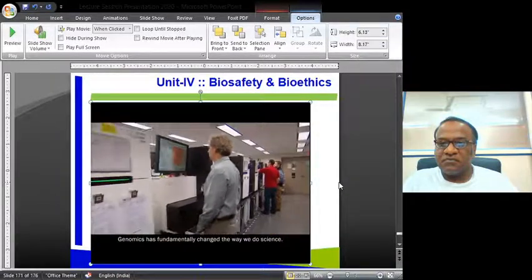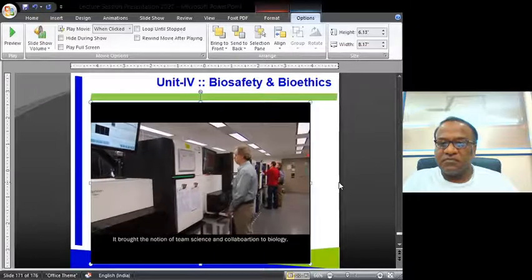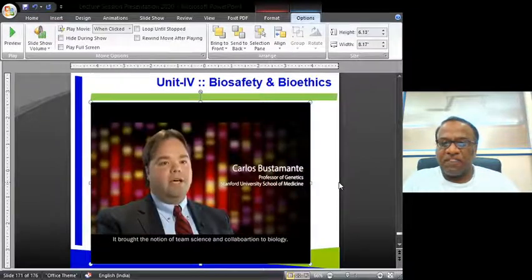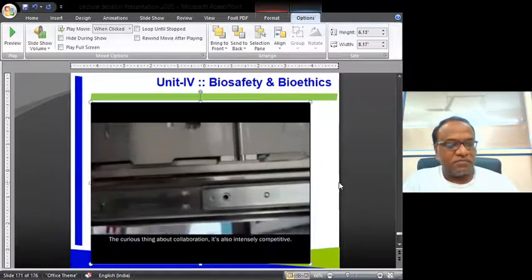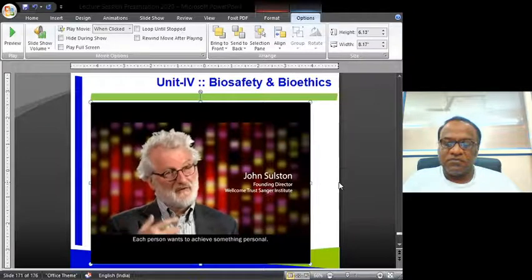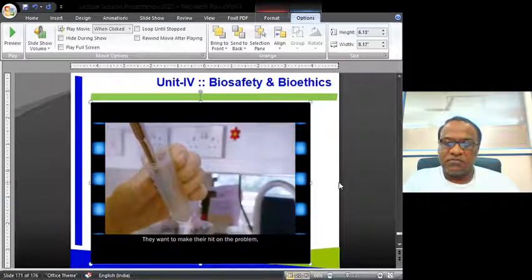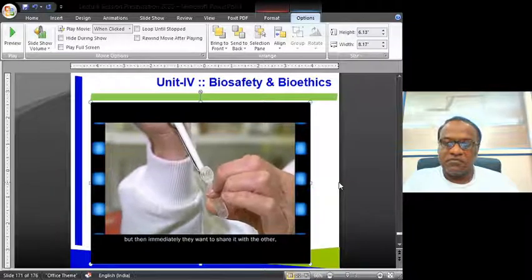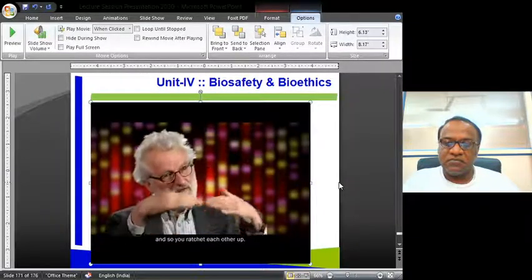Genomics has fundamentally changed the way we do science. It brought the notion of team science and collaboration to biology. Curious thing about collaboration, it's also intensely competitive. Each person wants to achieve something personal. You know, they want to make their hit, on the problem, but then immediately they want to share it with the other, and the other learns immediately. And so you ratchet each other up.